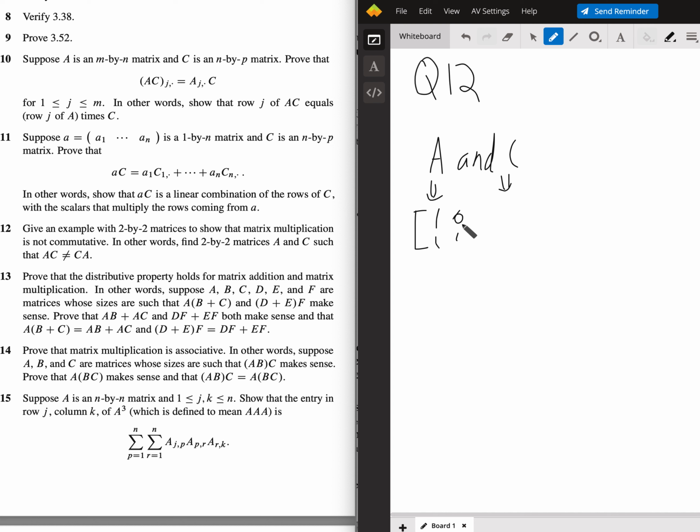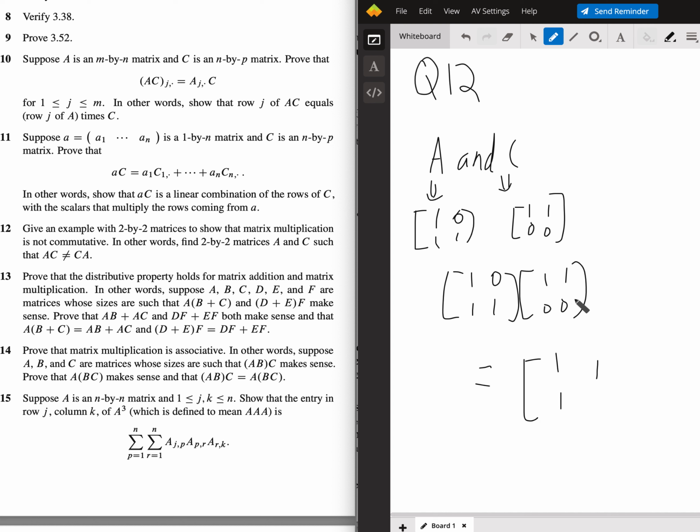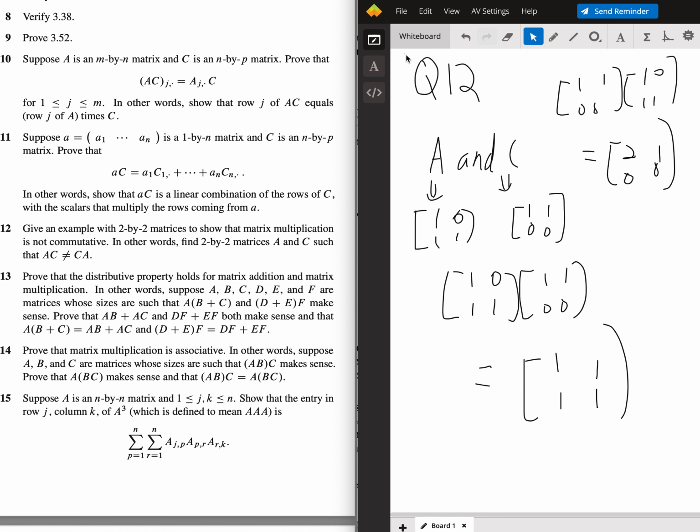So if you have 1, 0, 1, 1, and 1, 0, 0, 1, that's probably the worst example you can come up with. 1, 0, 1, 0. This is a better example, maybe. Now, if you multiply these 2 matrices together, you're going to get 1, 1, 1, and 1. But what if you do this the other way around? 2, 1. Okay, so you got a 2, so you should already be good. These two are not equal.